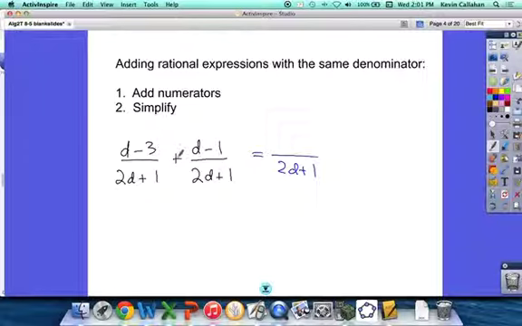d minus 3 plus d minus 1. How many d's is that? 2. 2d, sorry. And negative 3 plus negative 1, minus 4. Right, so if you get them and there's 2 or 3 that are the same denominator, just add the numerators. Don't turn it into something harder than it's supposed to be. Right?